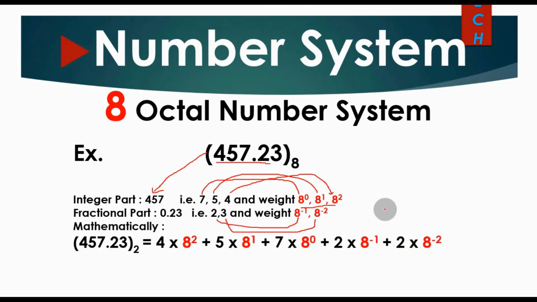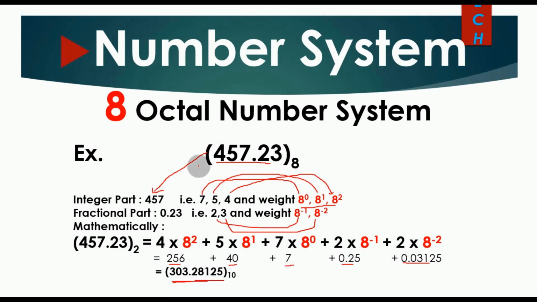If you solve it mathematically, you get 4 into 8 to the power 2, plus 5 into 8 to the power 1, plus 7 into 8 to the power 0, plus 2 into 8 to the power minus 1, plus 3 into 8 to the power minus 2. If you solve this, it is 256, 40, 7, 0.25, and so on, and if you solve it further, you find 303.28125 in decimal. This is the decimal equivalent of this octal number.